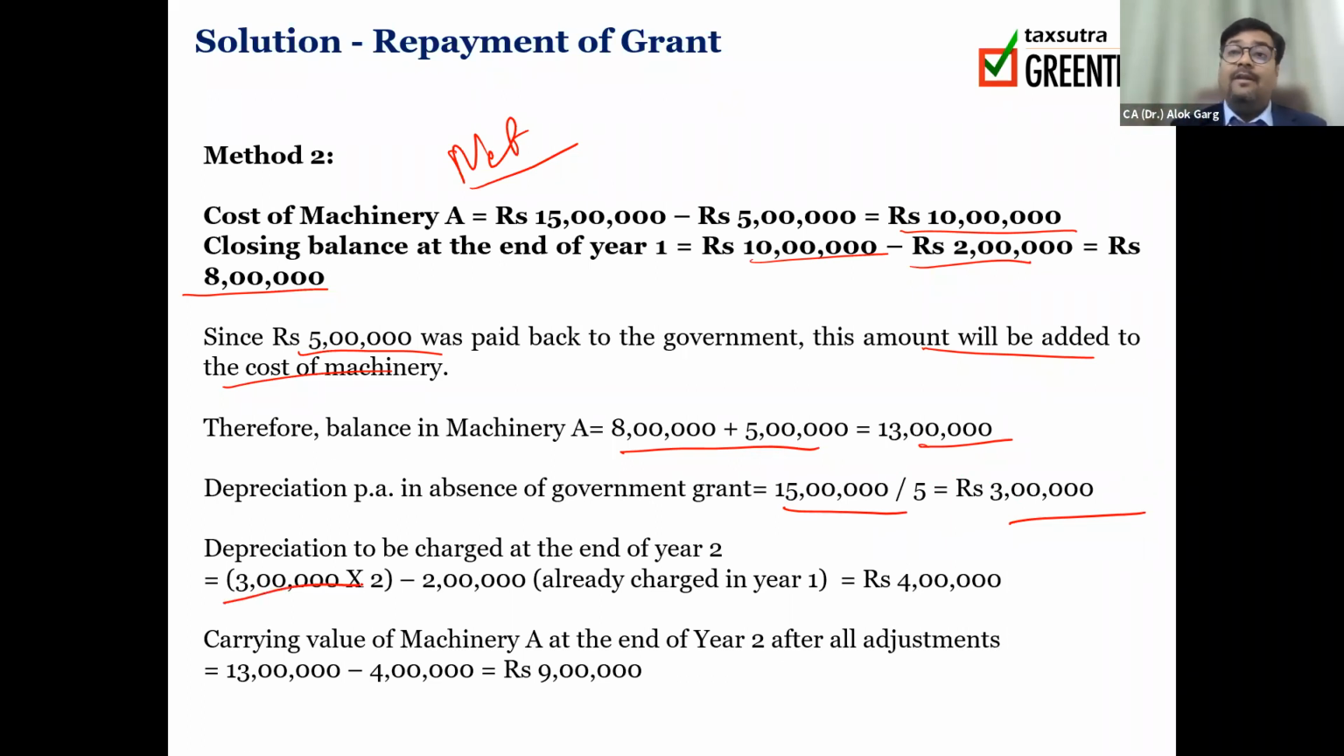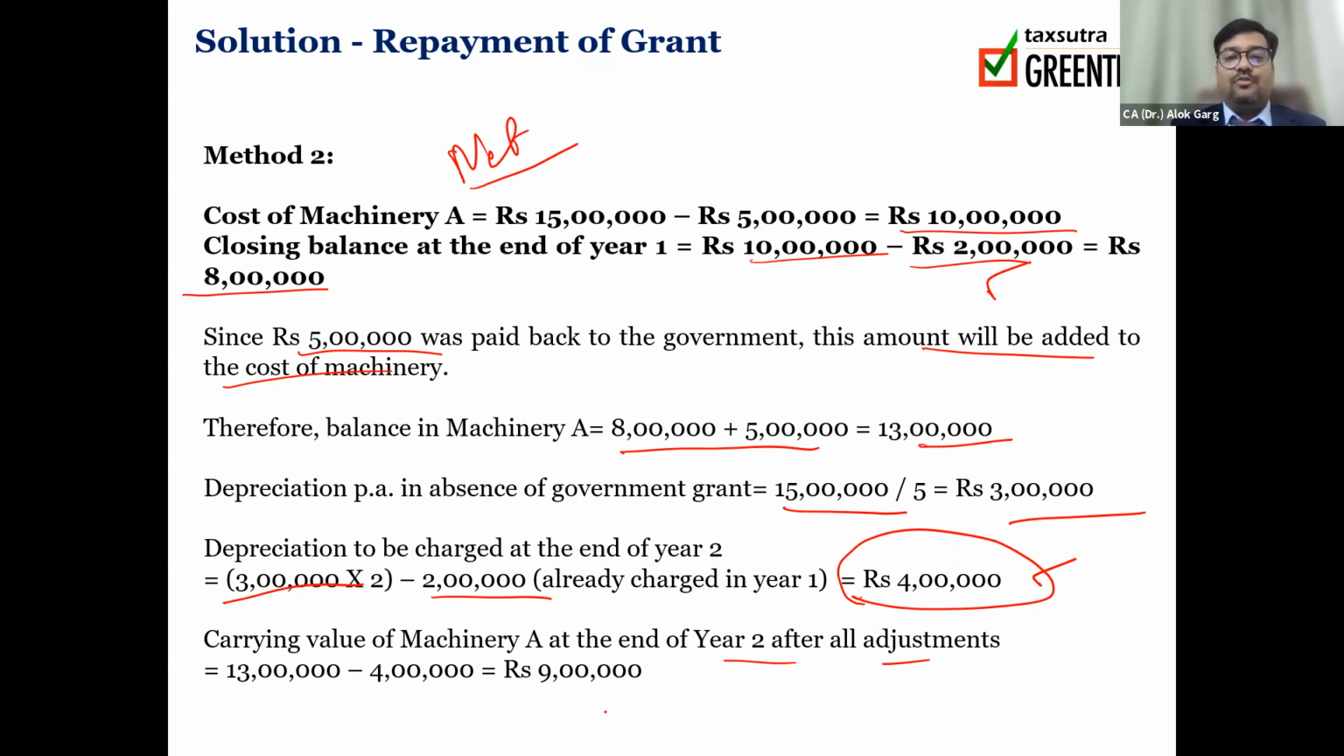Okay. And what is the depreciation already charged in the year 1? In this case, 2 lakh rupees. So 6 minus 2. 6 lakh rupees would have been charged by the end of 2 years. Already charged is 2 lakh. So what is the additional charge which needs to be taken into the P&L? 4 lakh rupees.